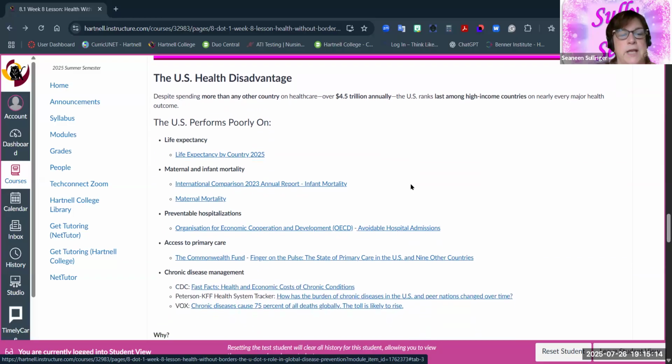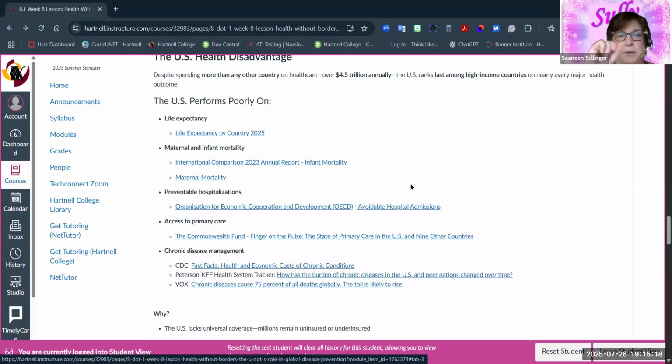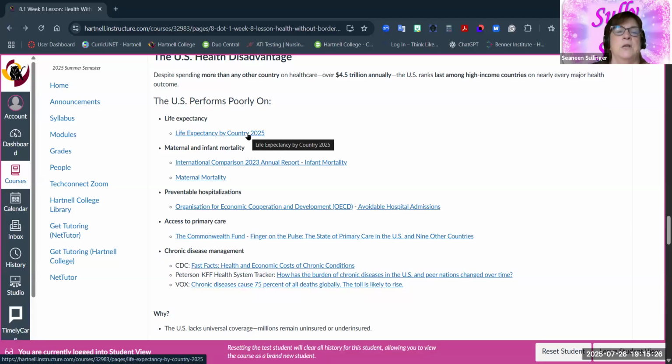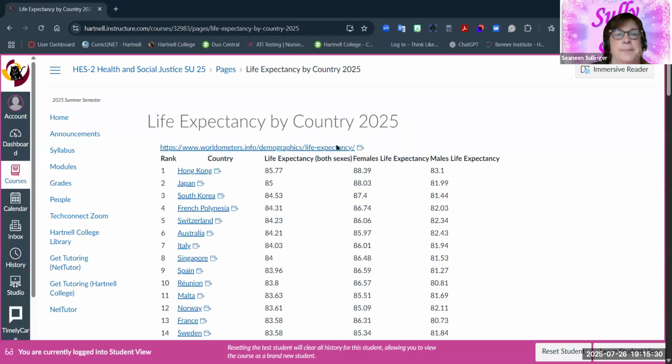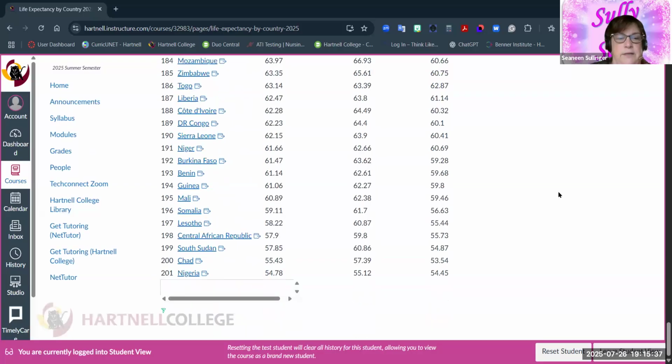And so if you look at these, yeah, here we go. Look at these. So these are specific. Remember, we talked in the very beginning about maternal mortality, life expectancy, infant mortality. So life expectancy by country. And these statistics are from 2025. This is the source there. And so this goes on for like 200, 201 countries, something like that.